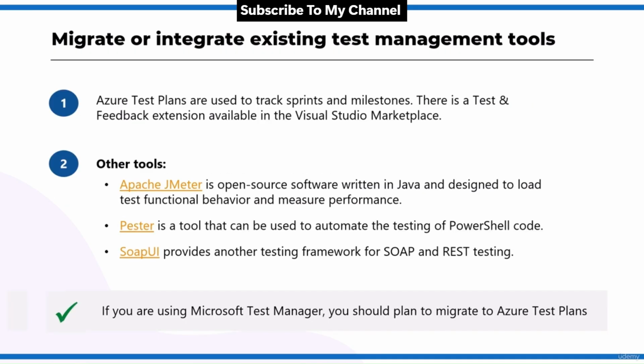Apache JMeter is one of the popular open source software written in Java and designed to load test and measure performance of your applications. In the same way we have Pester, which is a tool that can automate the testing of PowerShell code. And then we have one more tool known as SoapUI, which is a testing framework for SOAP and REST-based services. These other tools are helping you when you're going to migrate and integrate your existing test management facilities. If you are using Microsoft Test Manager, you should plan to migrate to Azure Test Plans instead of all these tools. Azure Test Plans are helping you to track your sprints and milestones configuration with that.